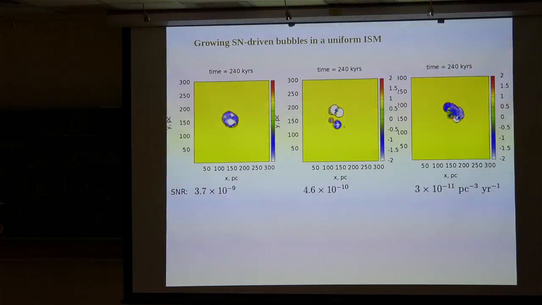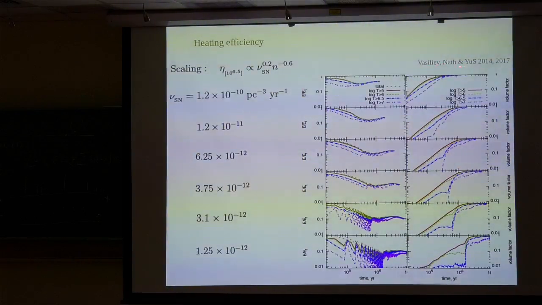This is actually published in these two papers by Eugene. This is scaling: the scaling for the bubbles, just in three examples. This is the supernova rate and the ambient density, and this factor of the efficiency. What I show here is, for different supernova rates, the efficiency, the isotropic efficiency from the beginning.